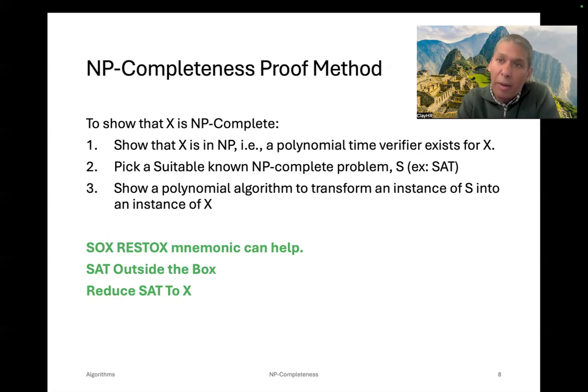Then we come to the harder part, which is the reduction part. We pick a suitable known NP-complete problem, for example, the satisfiability problem that we just talked about, and we show a polynomial time algorithm to transform an instance of SAT into an instance of X. And for that, we recommend this mnemonic, just to make sure that you remember the exact steps here. The mnemonic is SOX ReStox, which essentially stands for: put SAT outside the box and reduce SAT to X.